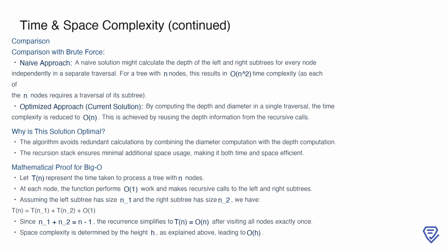Since these subtrees together contain n minus 1 nodes, the recurrence simplifies to T(n) equals O(n). The space complexity remains O(h), as the recursion stack depth is determined by the height of the tree. This combination of reduced time and minimal space usage demonstrates the optimality of the solution.